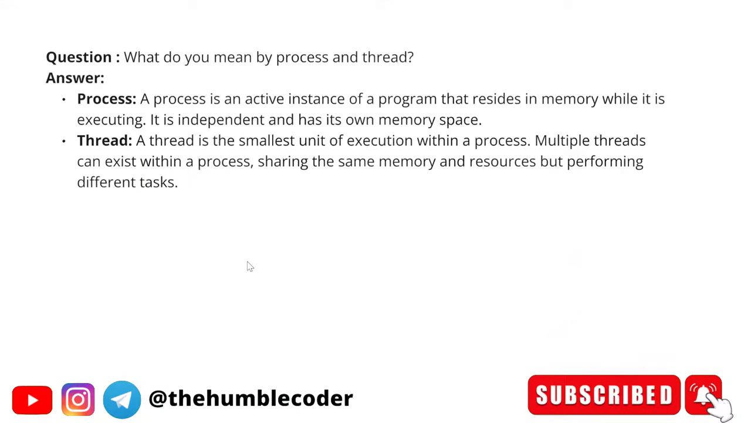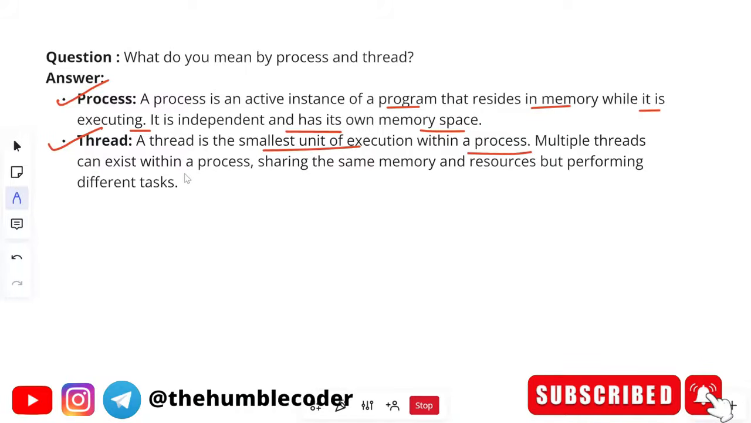What do you mean by process and thread? This is a question from operating systems. A process is an active instance of a program that resides in memory while it is executing. It is independent and has its own memory space. Whereas a thread is the smallest unit of execution within a process. Multiple threads can exist within a process, sharing the same memory and resources but performing different tasks. So guys, these types of questions from different subjects you can expect.